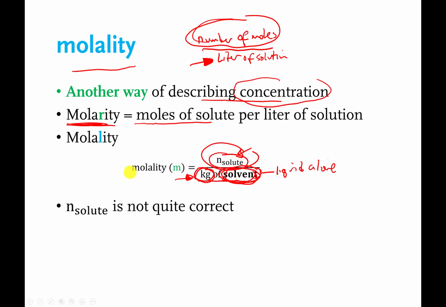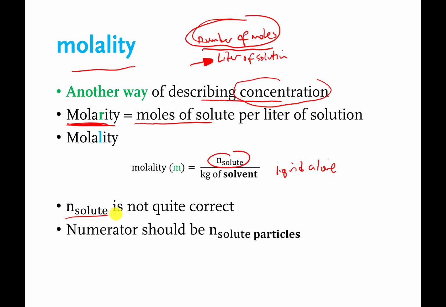And like I said, there's a wrinkle with the top number here. Number of moles of solute is not quite right. What the numerator should be is the number of solute particles. And you might be saying, well, what's the difference? If you dissolve, let's say, 1 mole of table sugar into water, nothing really happens when the table sugar dissolves.